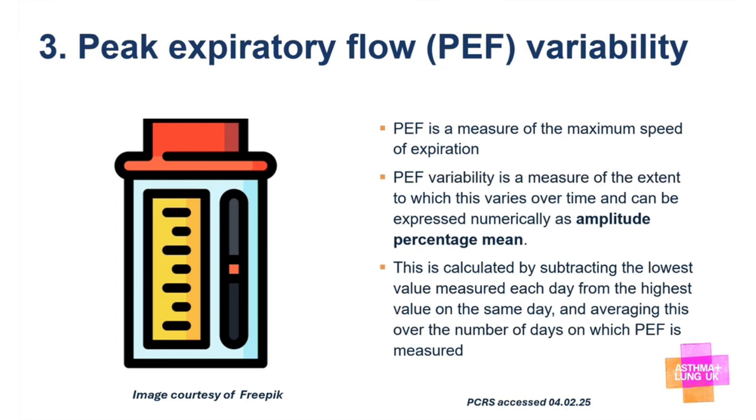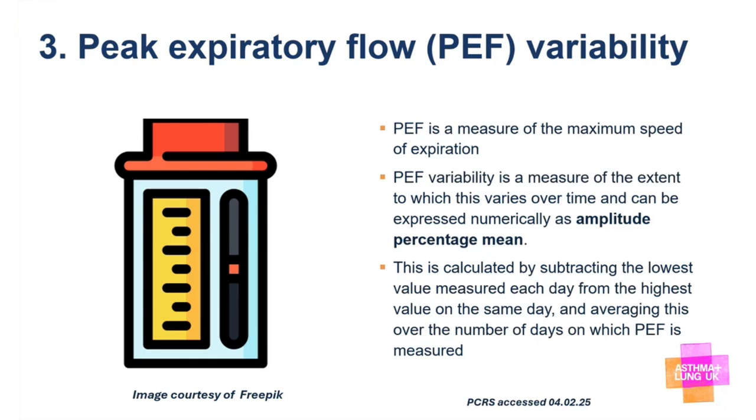Peak flow wasn't initially included much in the draft guidelines, but once it was fed back that spirometry wasn't readily available at the moment, the guideline committee considered that having peak flow variability as part of the guideline was important, but only if spirometry is not available or there are significant delays in your patient getting it. What is recommended is what we've been doing with peak flow for a long time, which is twice daily measurements over 2 weeks and then measuring the amplitude percentage mean.